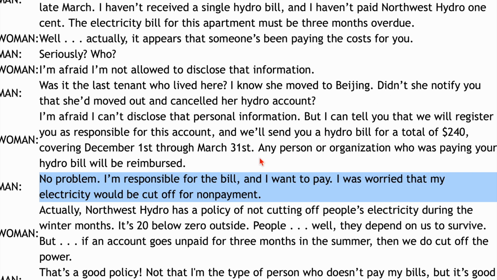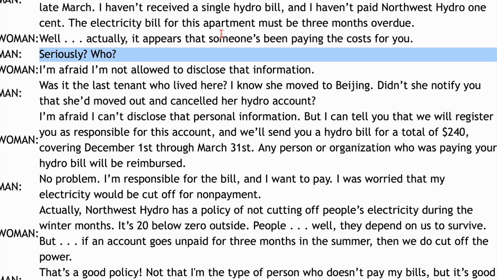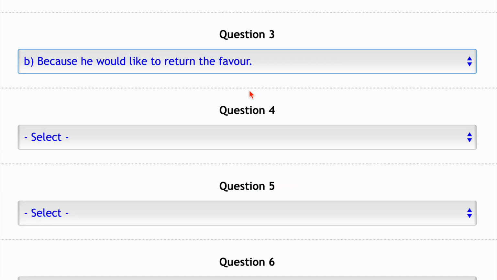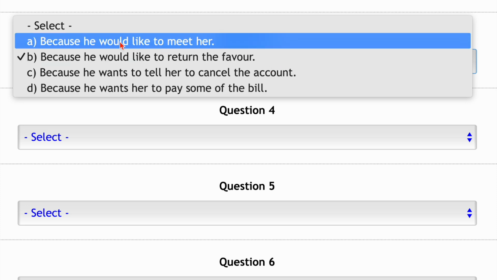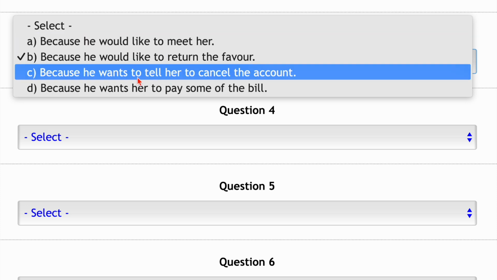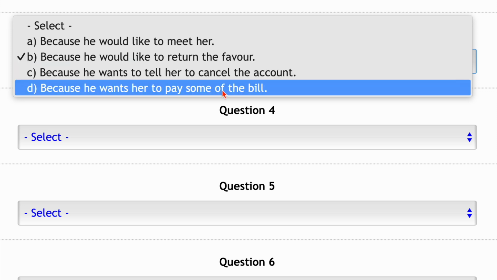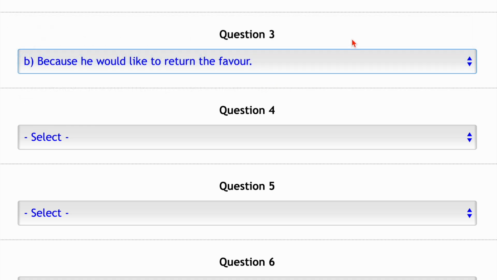So I believe that he wants to pay. He says he wants to pay. So this tells me that maybe he wants to pay that person back, but he doesn't know who it is. Now let's look at the other answers. Not meet her, not tell her to cancel. He would like to return the favor, pay her back, I think is the best answer.